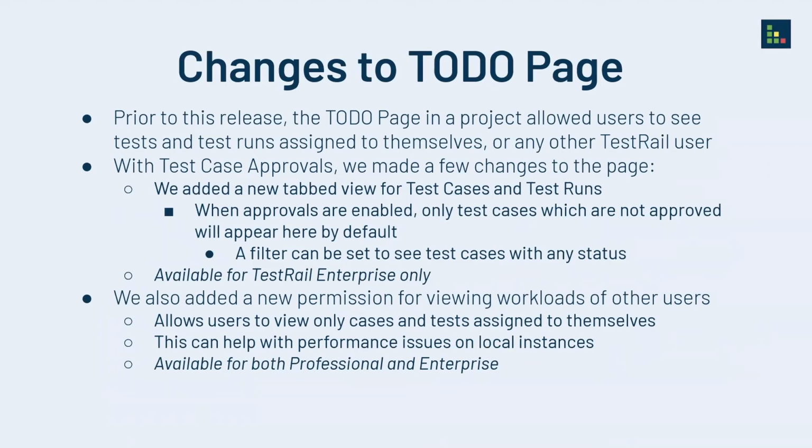We've also added a new permission for viewing the workloads of other users. So if you want users, when they open the to-do page, to only be able to see things that are assigned to themselves, you can change that user permission. This can help if you have a local TestRail instance. This helps reduce some query size on your database if you're concerned about performance, but it's an optional feature. But if you are interested, you can limit what users can see when viewing the to-do area. And the workload permission view for other users is available for both professional and enterprise.